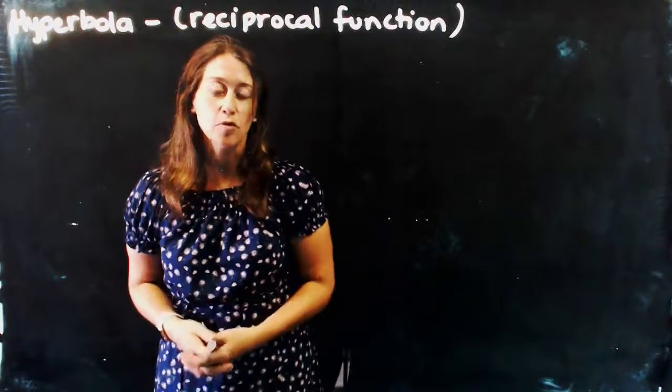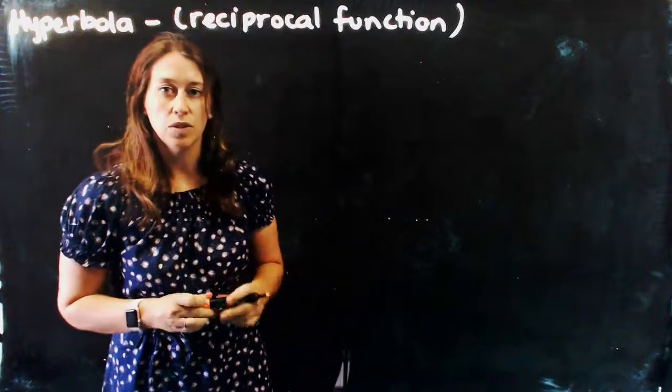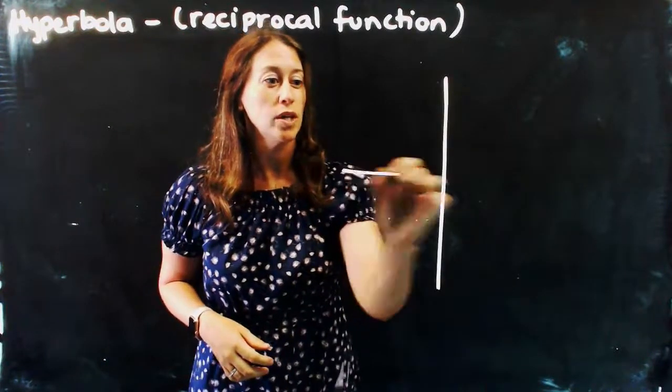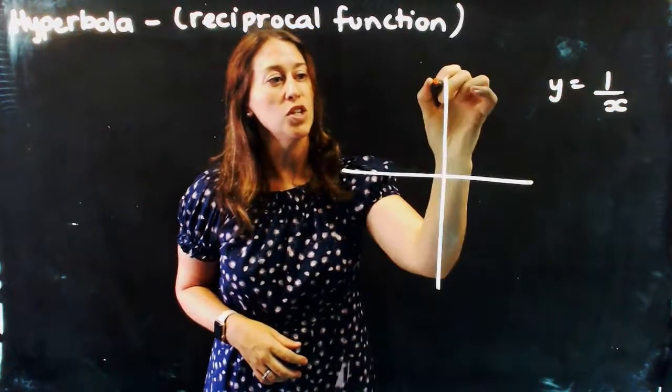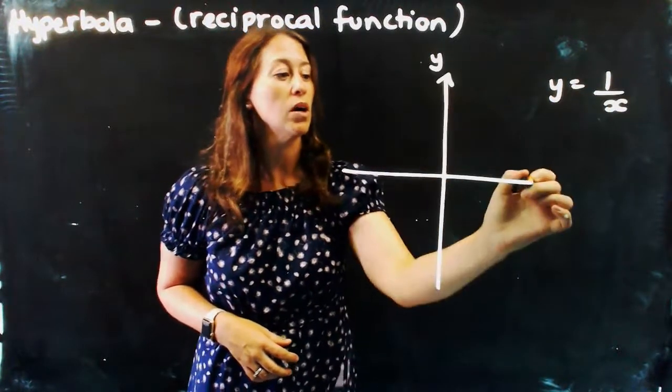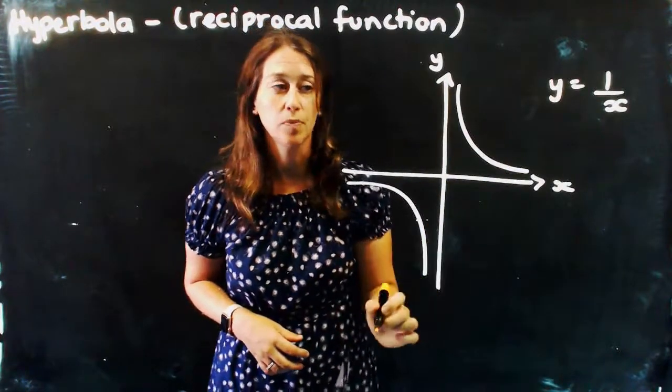Today we're going to learn about the reciprocal function, or the hyperbola function. To begin with, let's start with the general equation y equals 1 over x. When you plot that on a graph, you get these shapes called hyperbolas.